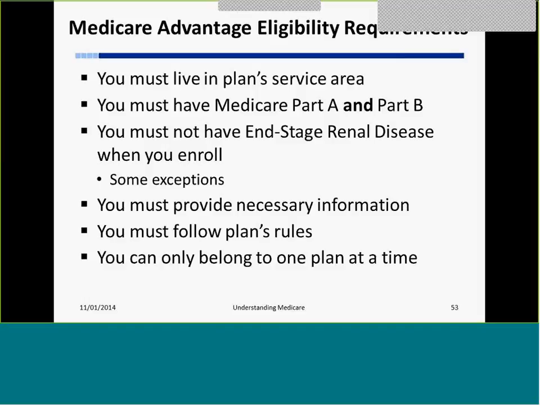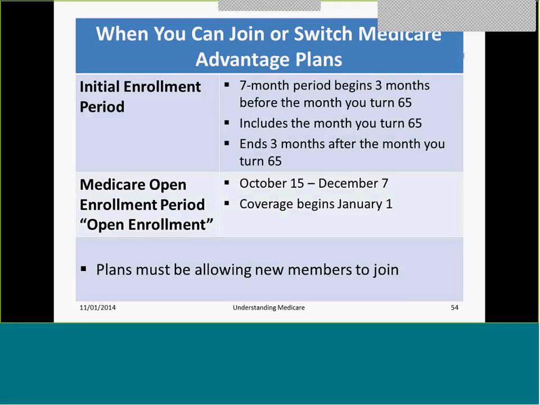Okay. You can only be in one plan at a time. When someone has an Advantage plan and they switch to another Advantage plan, they're automatically disenrolled from the other plan. Can I join or switch Medicare Advantage plans? So I have my initial enrollment period, 7 months, just like Medicare A and B: 3 months before, the month of, and 3 months after.